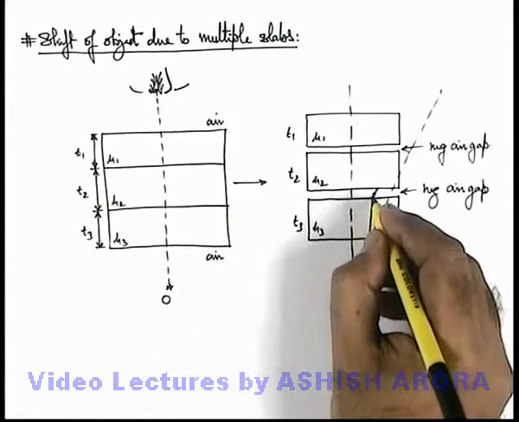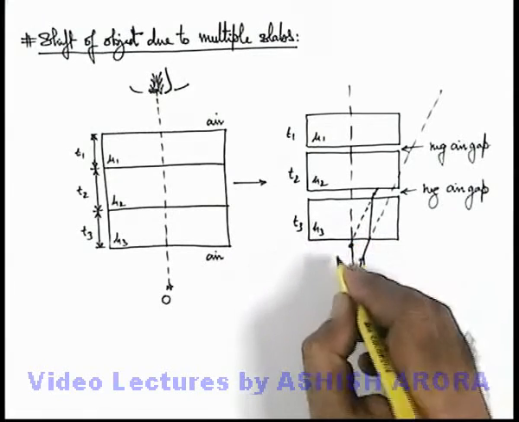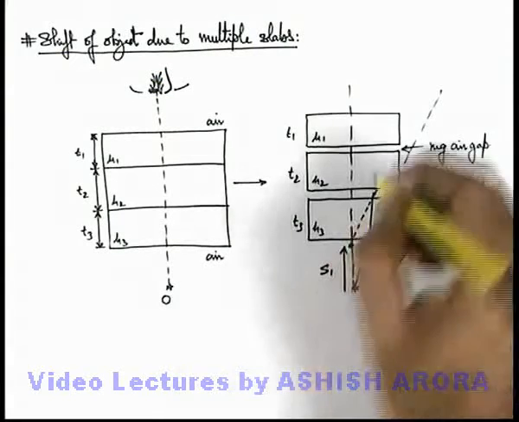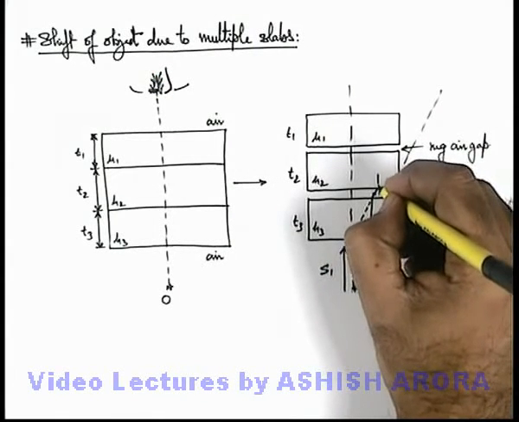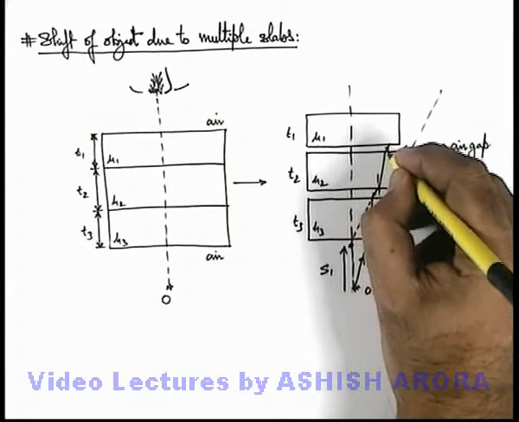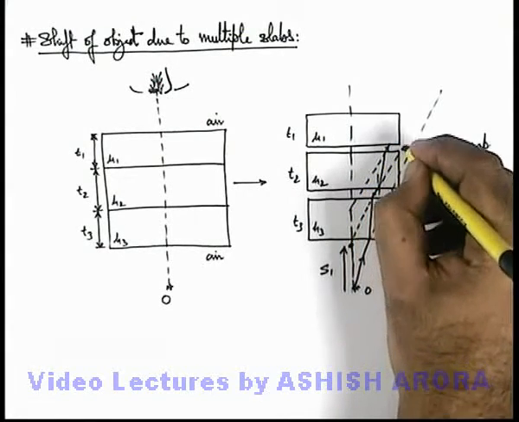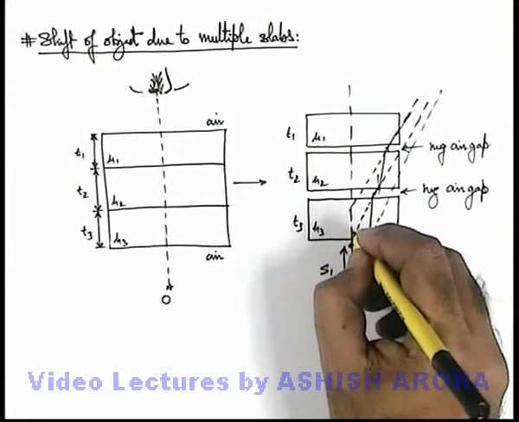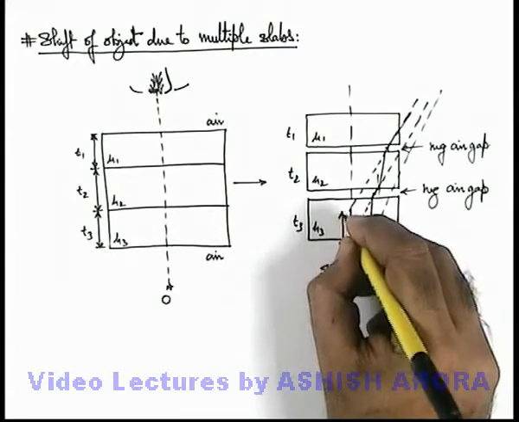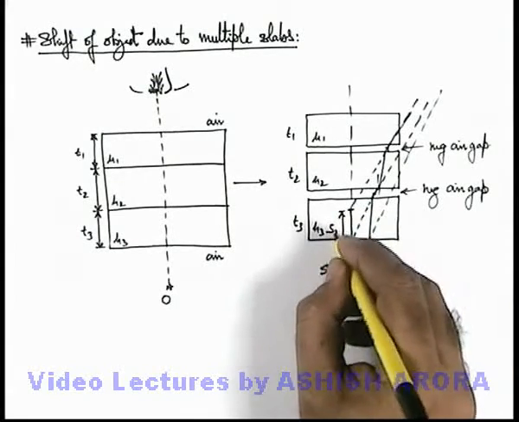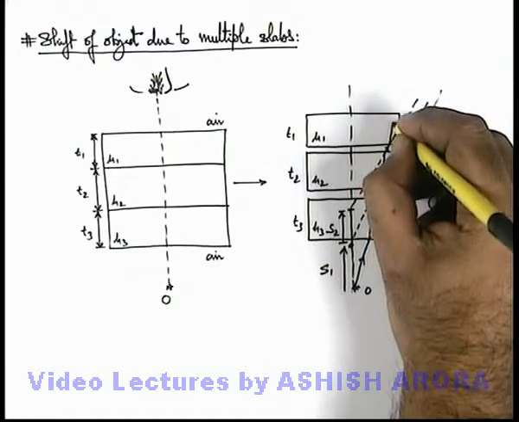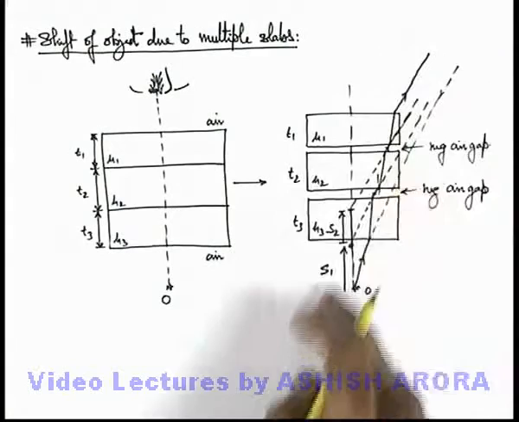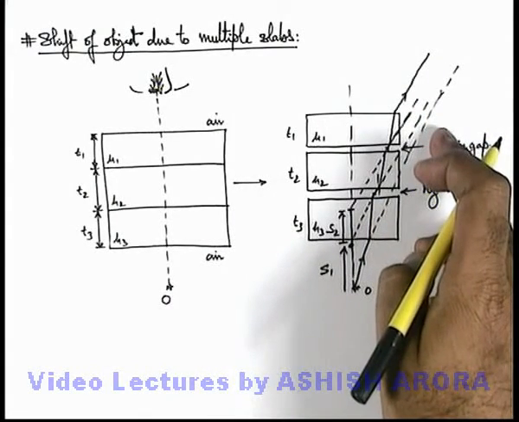Now in this situation the light appears to be coming from this point, and this will be the shift of object S1 which is due to the first slab. And again for the second slab the light will get in and finally emerge out in the same direction. Here this direction is again parallel to the initial direction. This will also be the same, and this is the distance by which this first image is shifted, which is say S2. And finally the light is coming out from the third slab in the direction in which the original ray was incident onto the slabs.